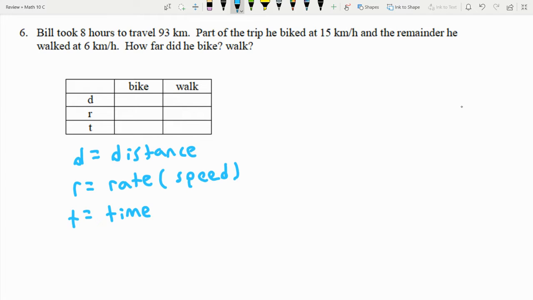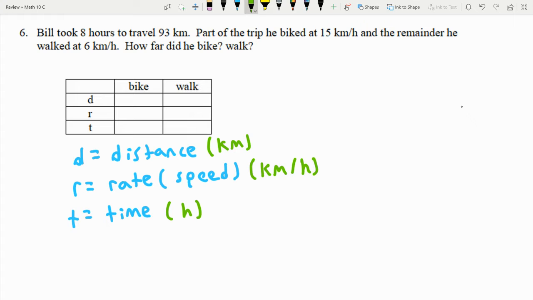So pretty much distance, time, and speed, because we see the units, right? The units for time are going to be in hours. For rate, it looks like it's going to be kilometers per hour. And the units for distance would be in kilometers here. This is just to help us understand the question a bit more.